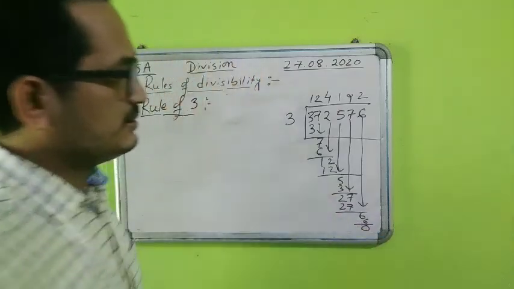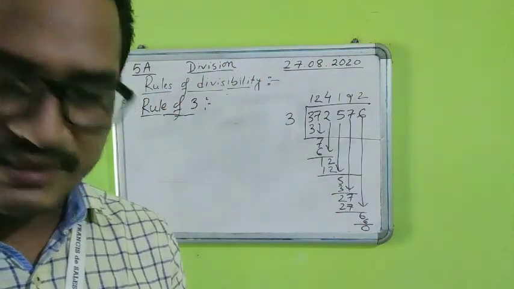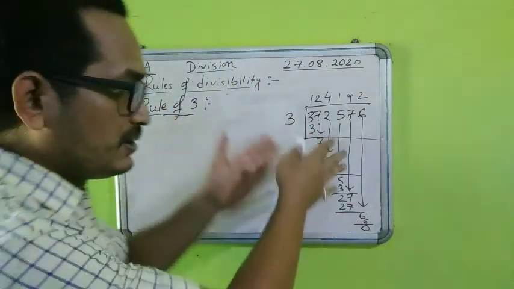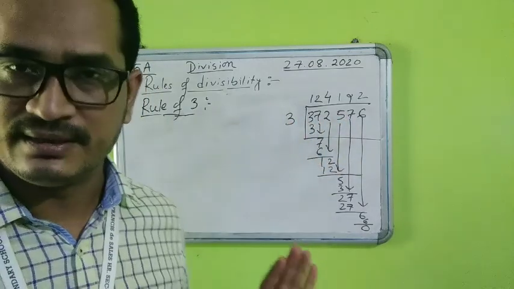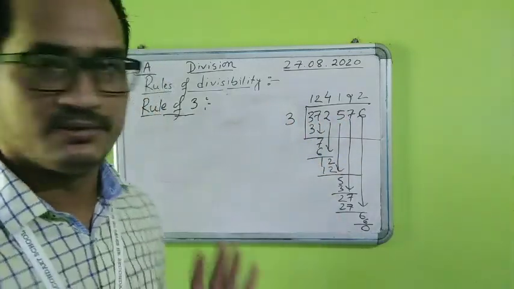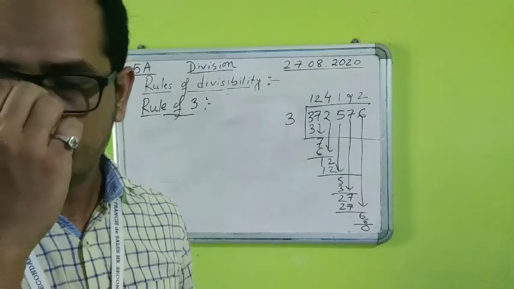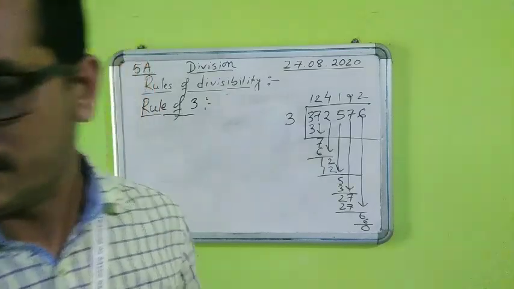So see what I told, is the remainder coming 0 or not? I already told you before dividing that this number will be divisible by 3. That means the remainder will be 0. So this is the easiest way. The rule of 3 is very simple, you can say.